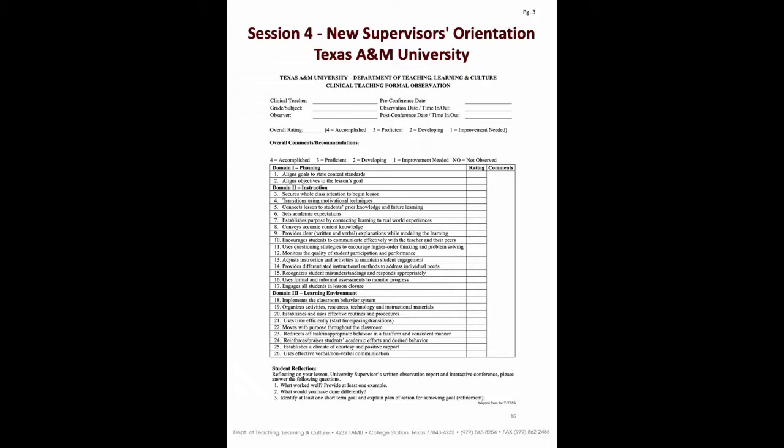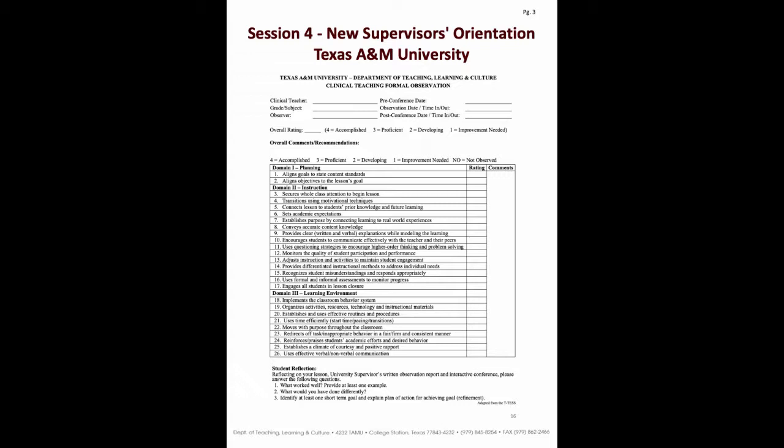You already know that you will formally observe each clinical teacher a total of 4 times during this semester, 2 times prior to the midpoint conference and at least 2 times between the midpoint conference and the final conference. Additional observations may be needed if a clinical teacher is experiencing difficulties. You also know that a pre-conference is conducted prior to each formal observation and that each observation is at least 45 minutes in length. Now let's take a look at the heading on the form.